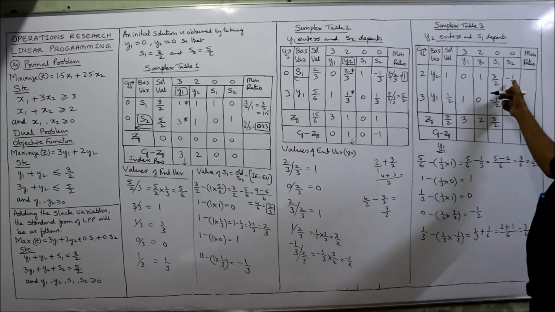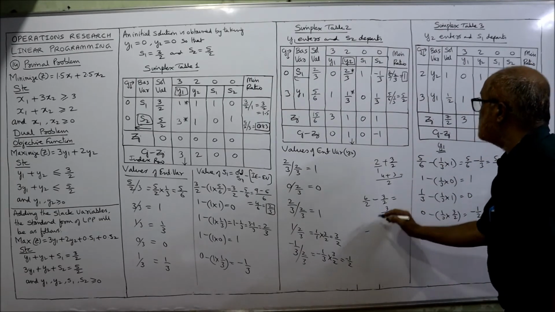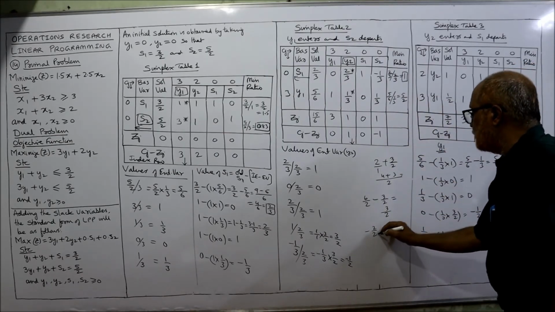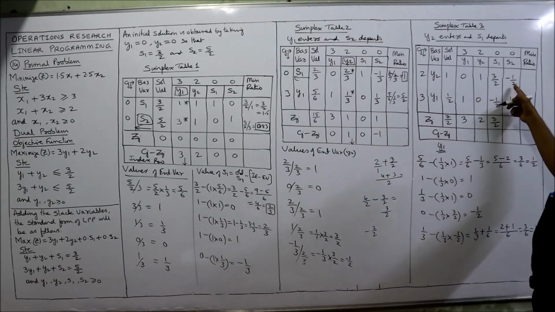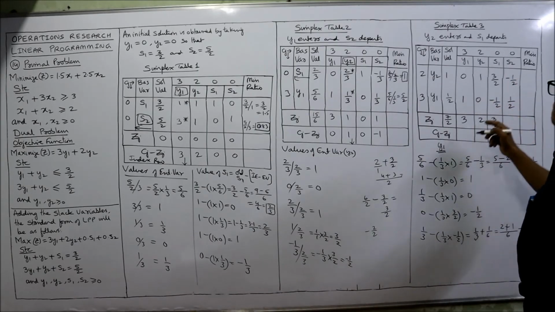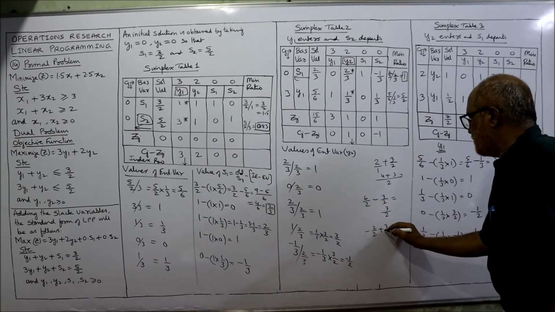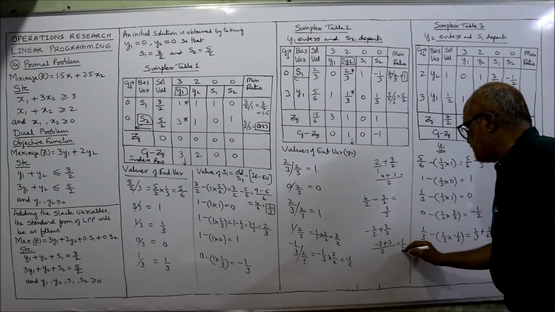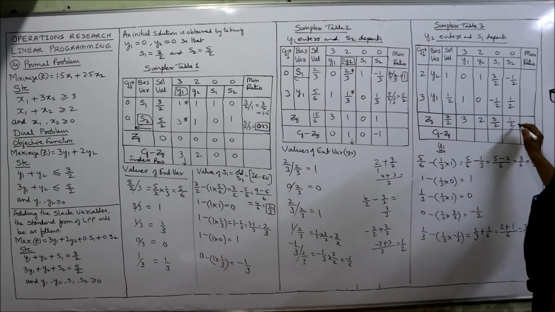Here 2 into minus half is minus 2 1s are 2 by 2. Minus 2 by 2. 2 1s are 2. Minus 2 by 2 plus 3 by 2. Plus 3 by 2. LCM is 2 minus 2 plus 3. So 3 minus 2 is 1 by 2. So here it comes 1 by 2.